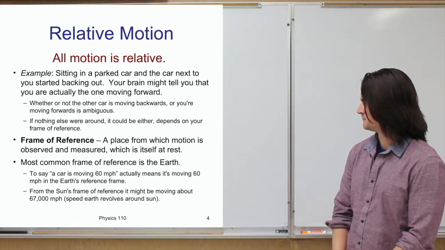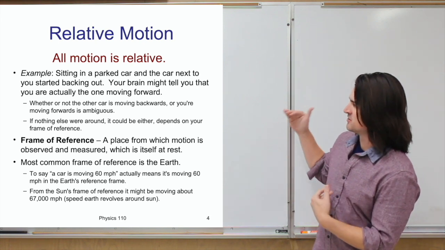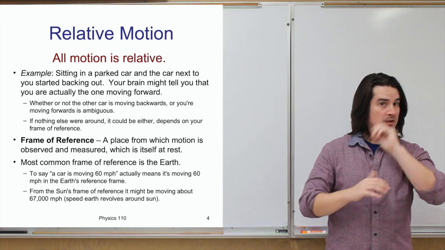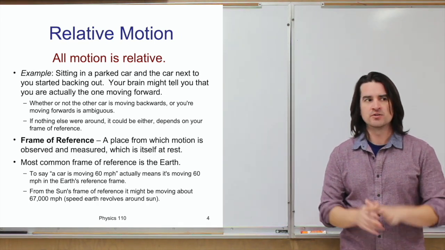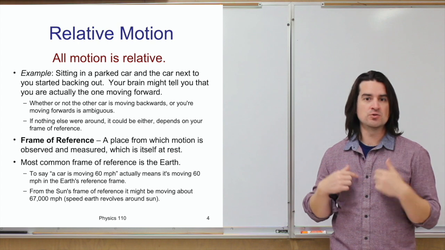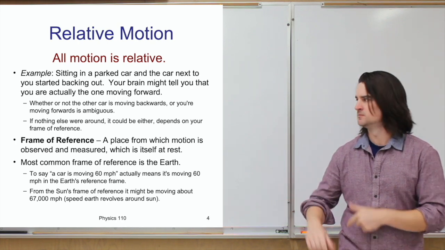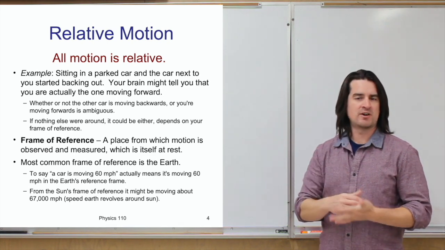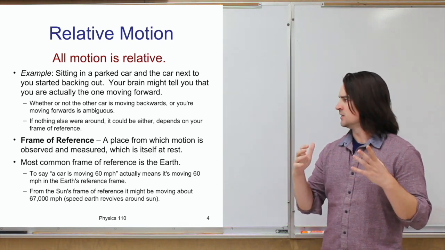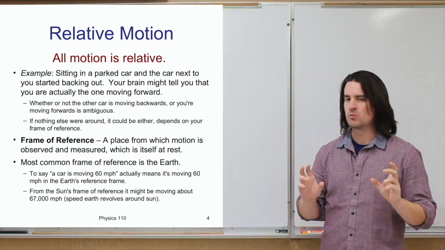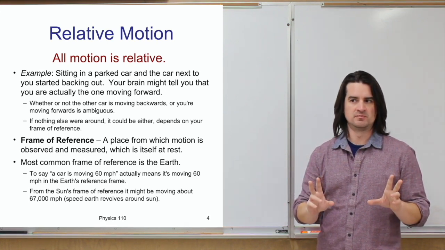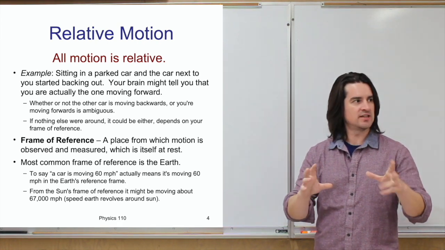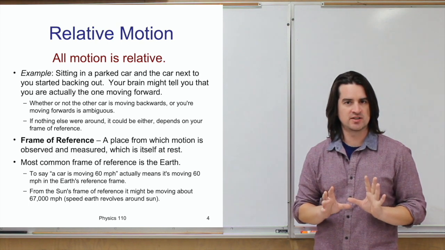So essentially, if you can imagine situations where something is moving relative to you, but there's nothing else around, then there's no way to actually say whether or not it's you that's moving or the other thing that's moving. So this all gets to the idea of a frame of reference, meaning a sort of place where you observe motion from. And beyond that, that place that is at rest by itself.